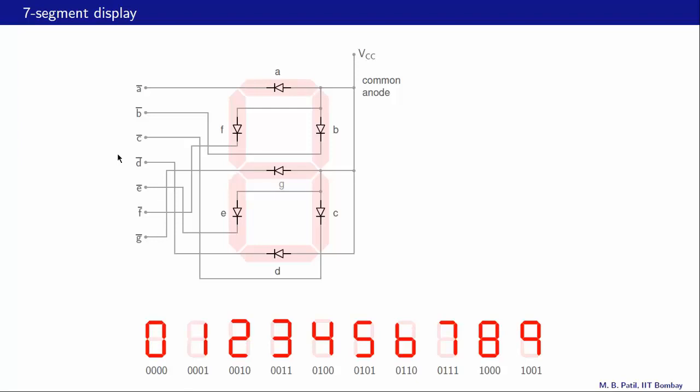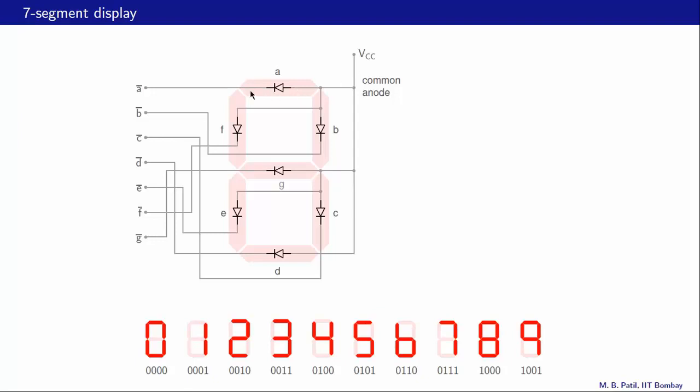These segments are given names. For example, this one is called A, this one is called B, C, D, E, F and G. And each segment of course is a diode, as we mentioned earlier. And the P terminal of each diode, that is the anode, is connected to the power supply. So they're all tied together, all of them, and they are connected to the power supply VCC, which is 5 volts.